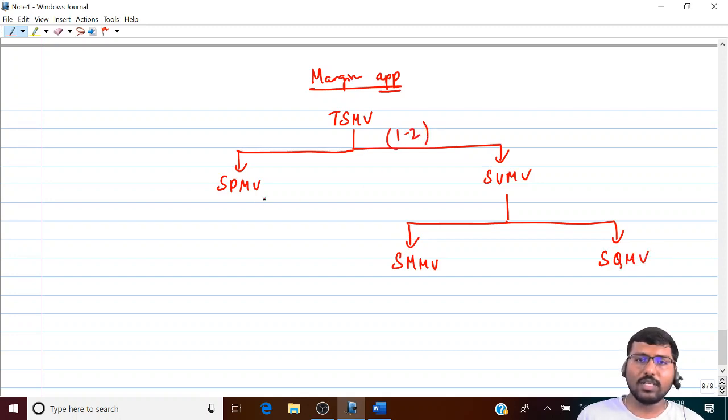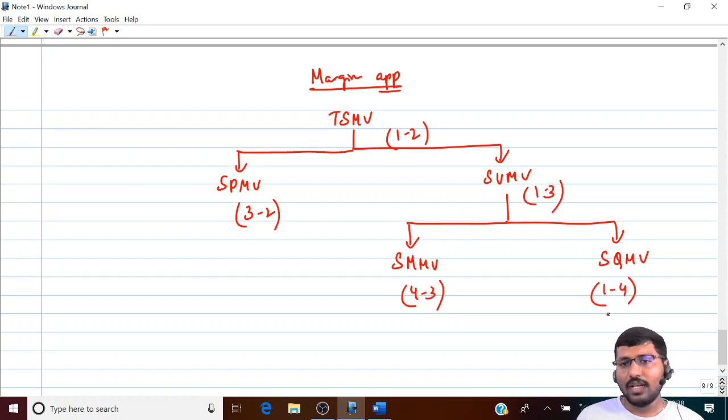Formulas remain the same: 1 minus 2, 3 minus 2, 1 minus 3, 4 minus 3, 1 minus 4. Now it's exactly the same for everything. I've just added the word margin. Beyond that, I did not do anything. Is it clear? It's exactly the same. I've just added the word margin. You got it?